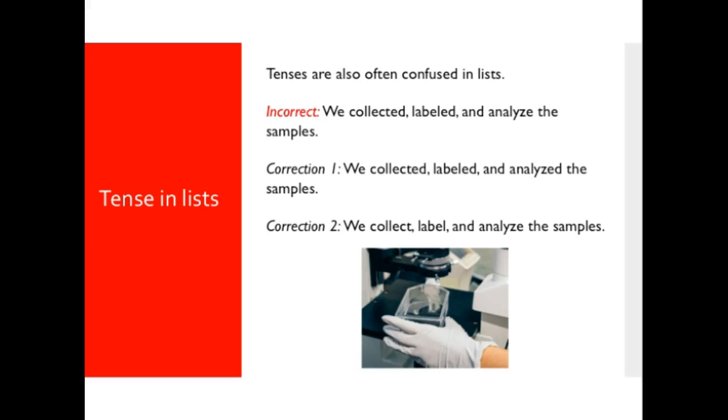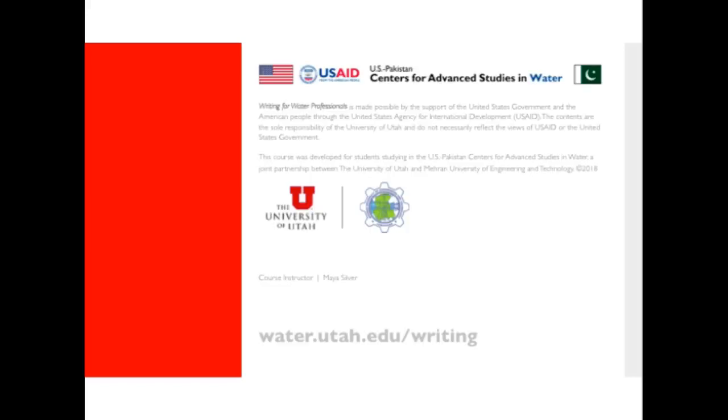And if the first two items in the list did happen in the past and the third is happening in the present, then we can restructure the sentence to say we collected and labeled the samples and now we are analyzing the samples, or analyzing them. That would be a way to correct this as well if there is a difference in tenses in truth. But it would need to be restructured, not just as a simple list like this.